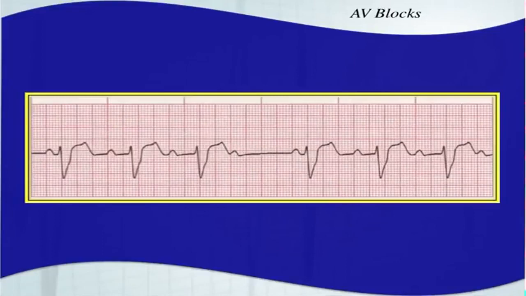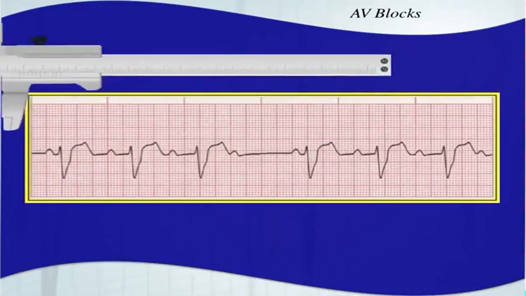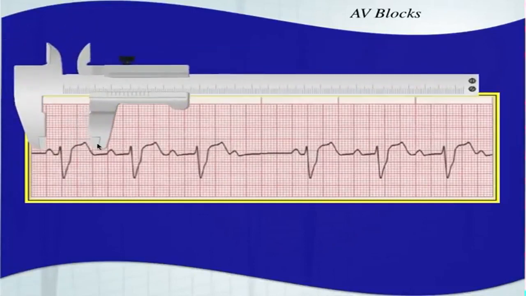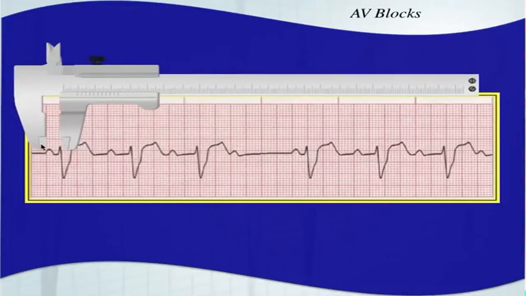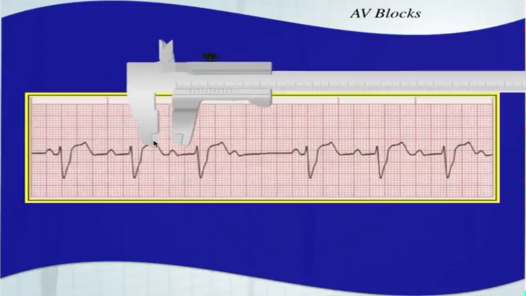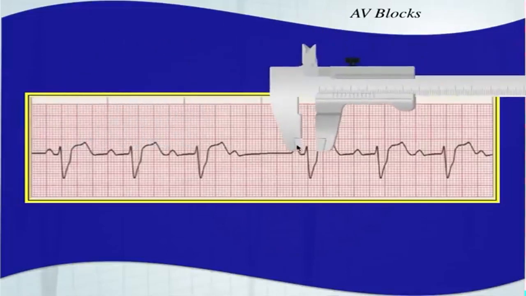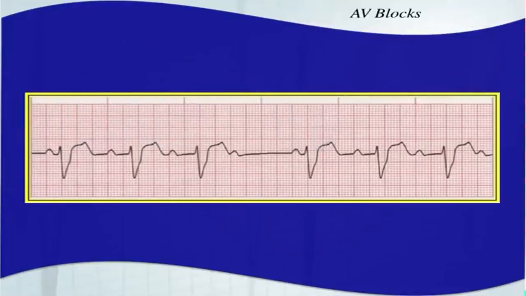All right, here's our next one. First question, is our PR interval a constant length? And you can see clearly it is not a constant length. It is changing. That PR interval, it's not constant. And then the next question, do we have drop beats? Do I have a drop beat here? Yes.